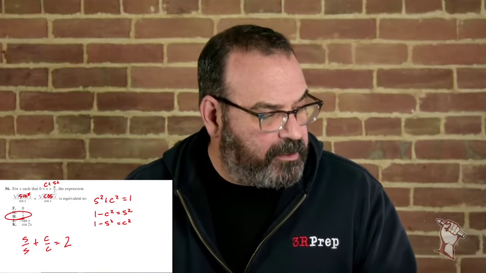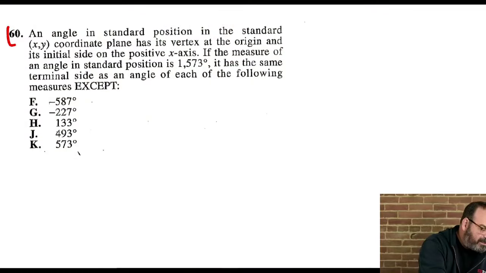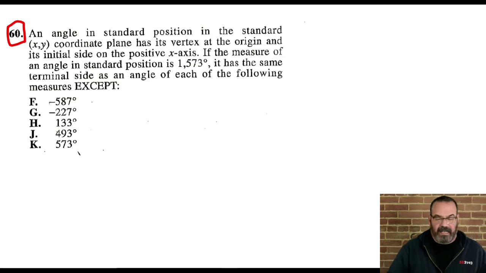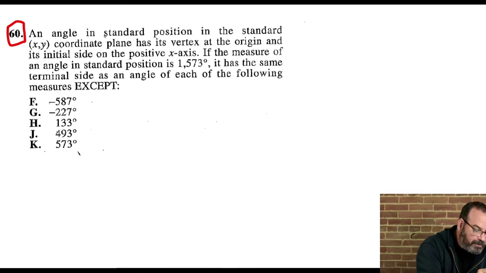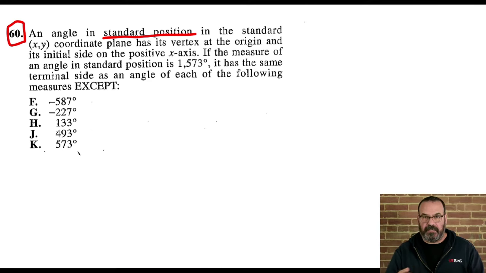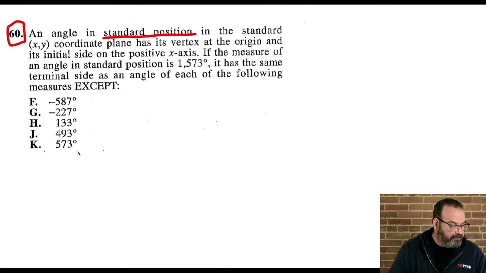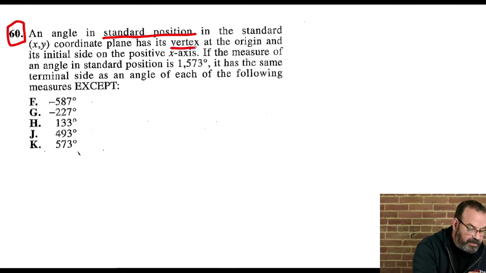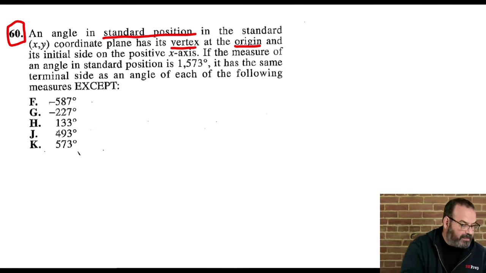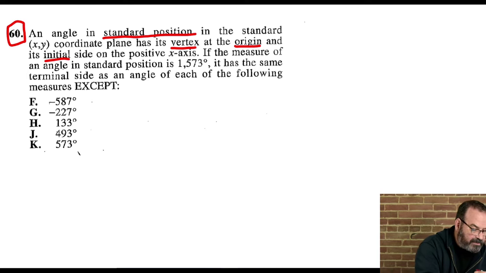Lastly, I threw on a question that really isn't a unit circle, but it's a circle question, and it was number 60, and it's really hard, and it has to do with angles, so I thought I'd have some fun with it. That is an angle in standard position. Okay, standard position meaning counterclockwise positive. In the standard xy coordinate plane it has its vertex at the origin and its initial side on the positive x-axis.